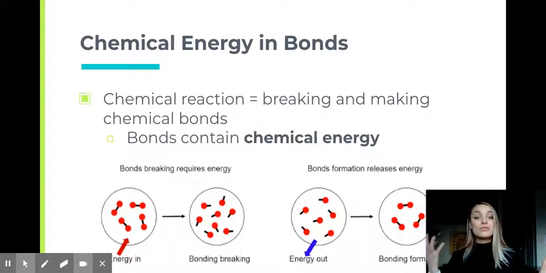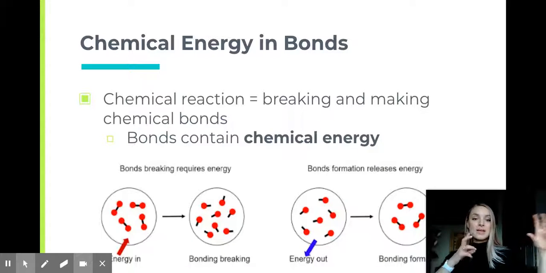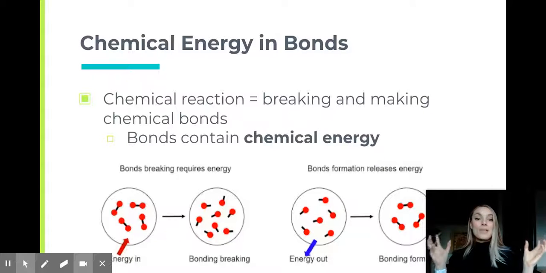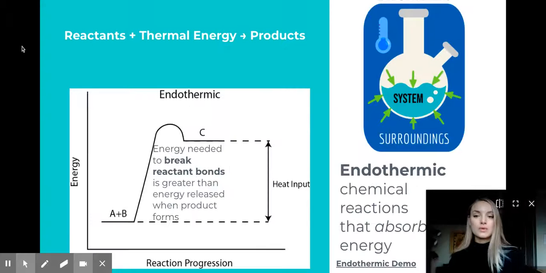Then, when we form bonds, we release energy. So when we have our individual atoms and they're all floating around and then they bump into each other, when they form those bonds, when they become bonded to one another, they release energy. We're going to talk about the two different types of reactions with regards to their energy requirements.